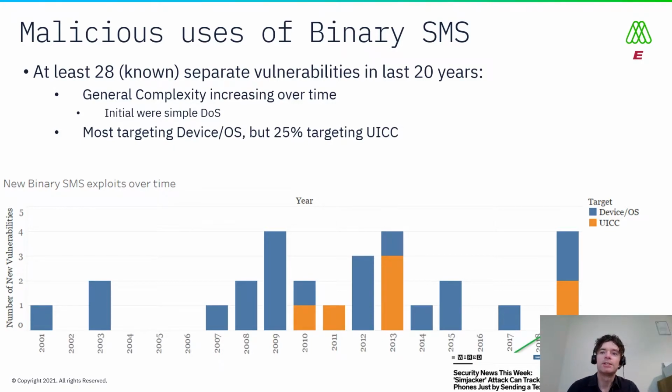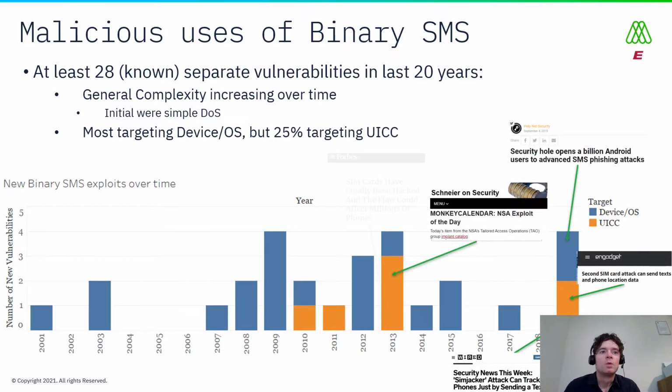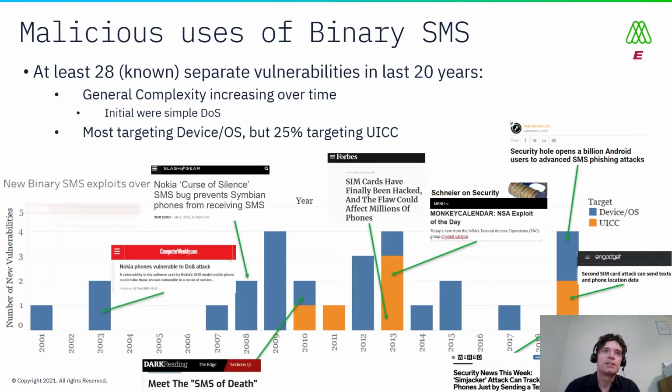The initial vulnerabilities, as I show here, were quite simple, mostly denial of service. But the more recent ones have been used to extract information, such as the Simjacker attack, or to do other types of attacks. You can also see in some of these names that anytime there's publicity about this, there are sometimes scary names, such as the very first one, which we can look at now with a wry smile, killer text message found. But we also have names like curse of silence, SMS of death, monkey calendar, and so on.